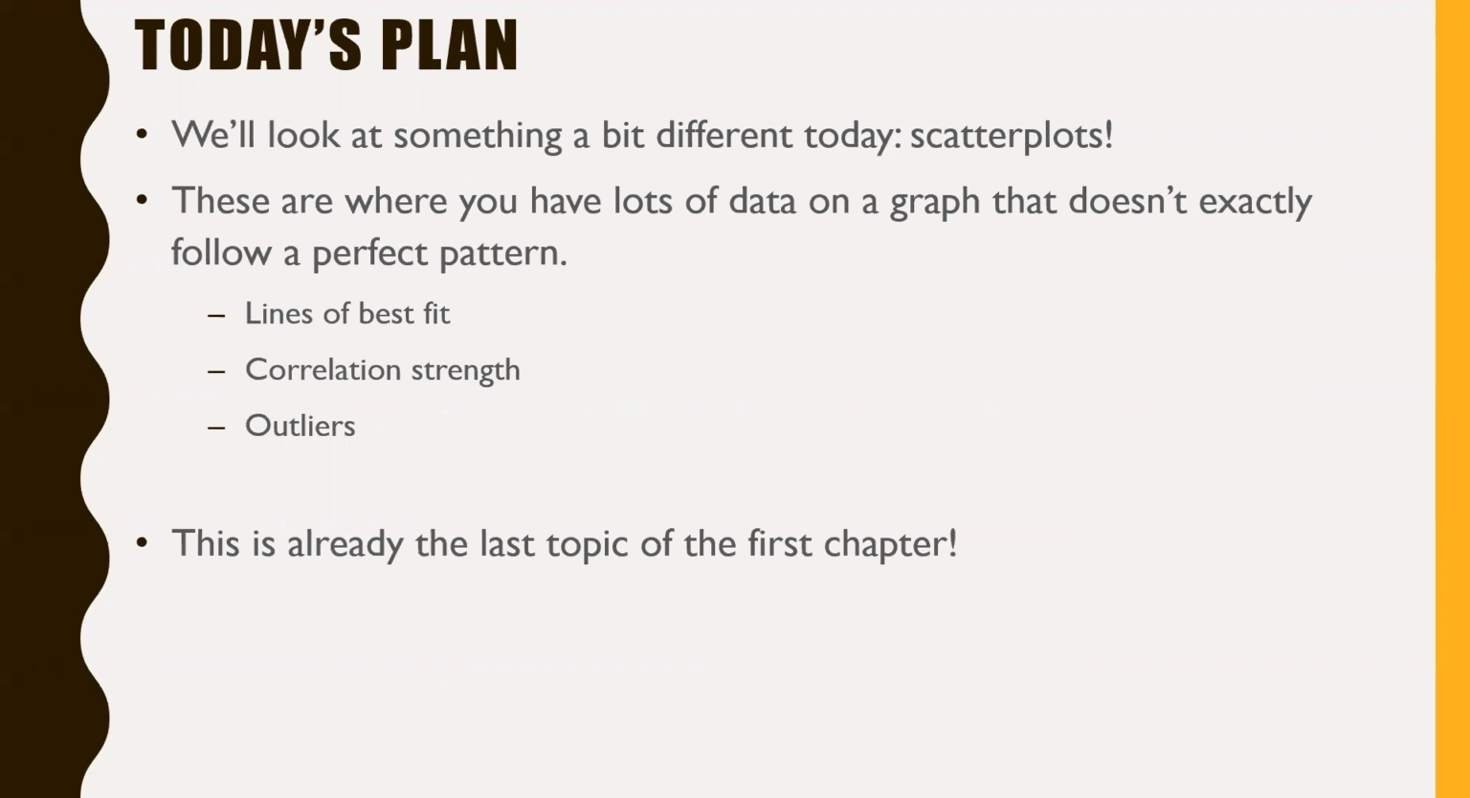Three main ideas that we're going to deal with today before we really get at this. We'll talk about lines of best fit, which is definitely the most important thing we'll talk about today. We'll talk about correlation strength, and we'll also talk about outliers.